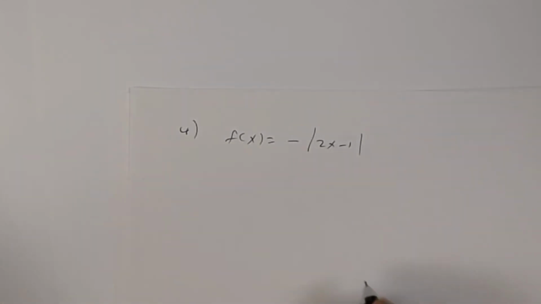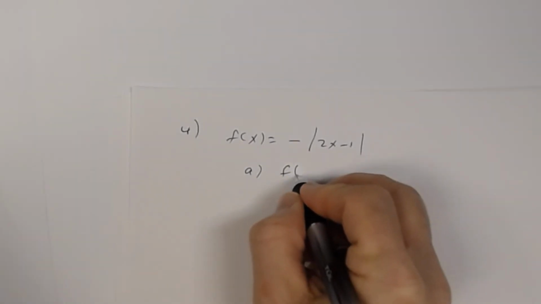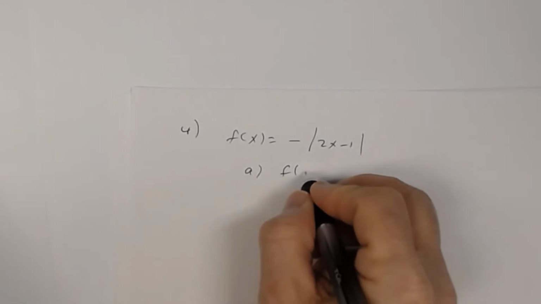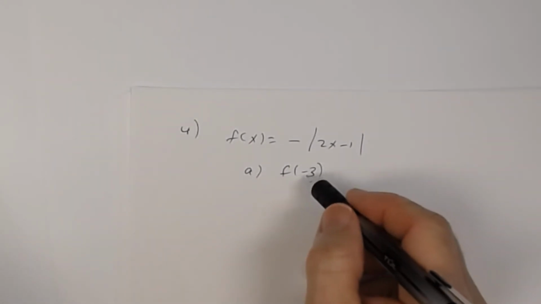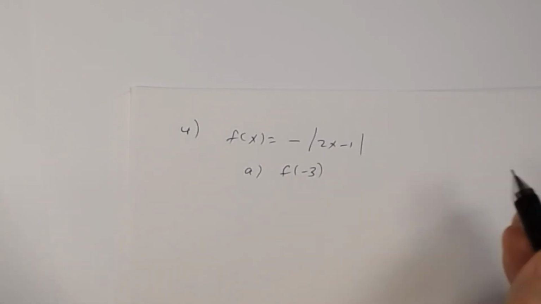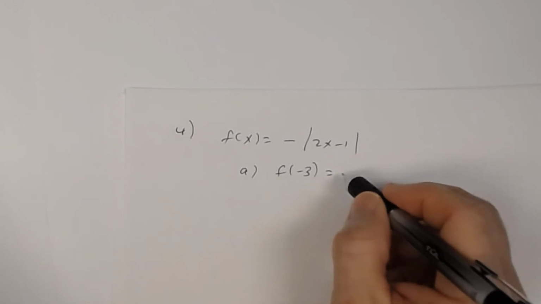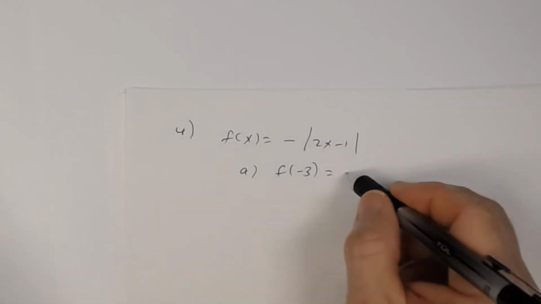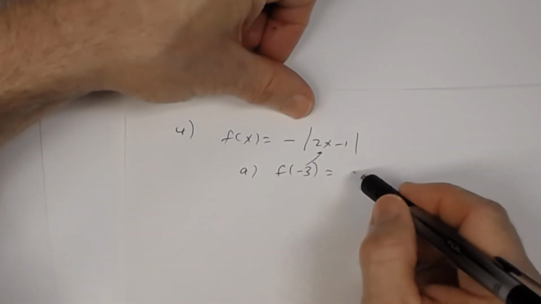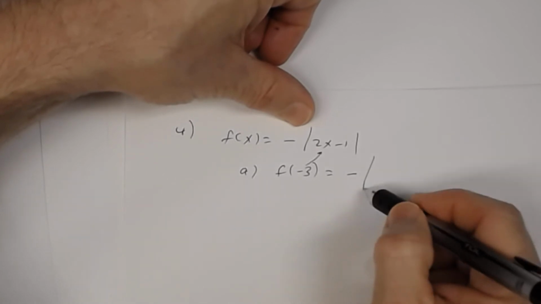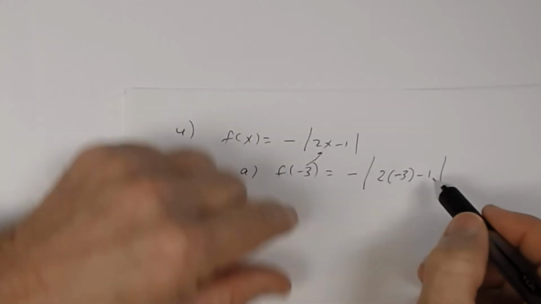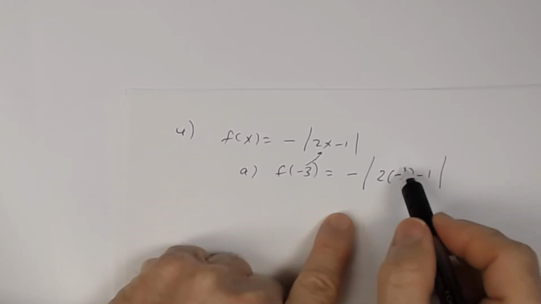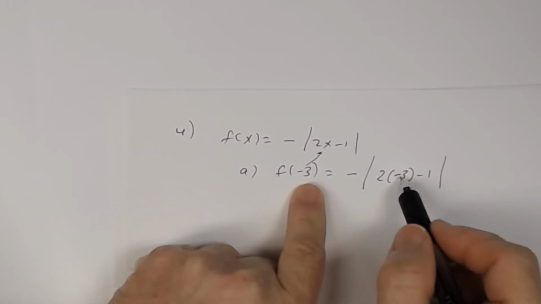So in part A, suppose you want to find f of negative 3. Now notice that's a number. Whenever you're substituting just a number, you're going to end up with a number as your answer. So if you go back to all the ones we've done, you'll notice that. Where you see the variable x, you can substitute negative 3. So we get the negative absolute value of 2 times, in parentheses, negative 3 minus 1. So you see how I substitute x with negative 3.